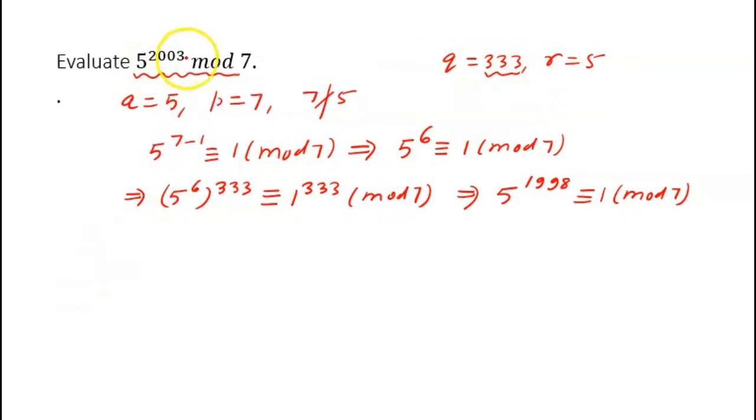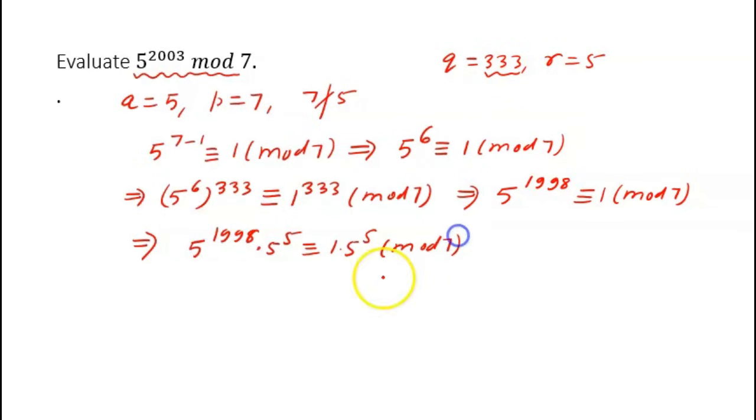But I want it to be 5 to the power 2003. So I hope you are smart enough to see that now on both sides we are going to multiply 5 to the power 5. So here I will get 1 into 5 to the power 5 modulo 7. Now this can be written as 5 to the power 2003 is congruent to 5 to the power 5 modulo 7.